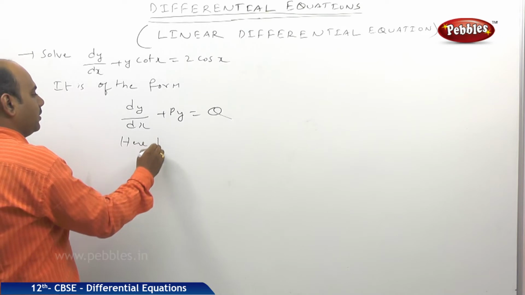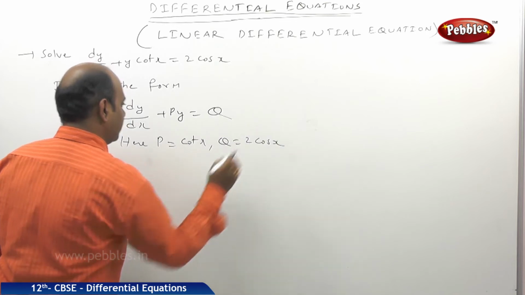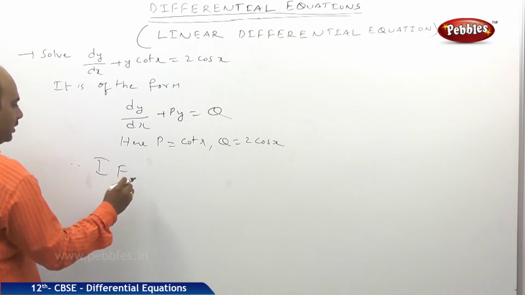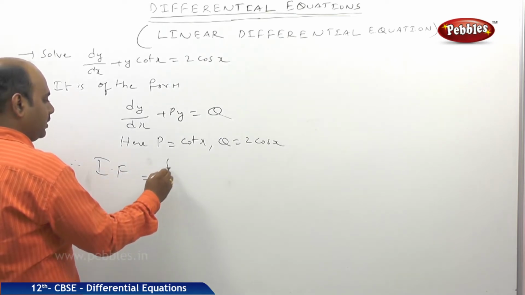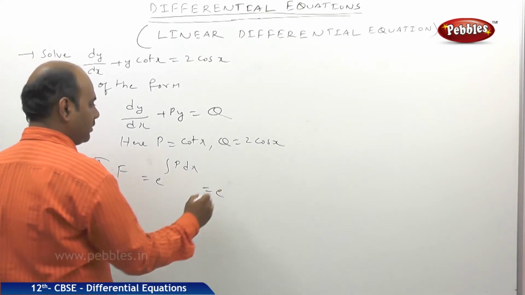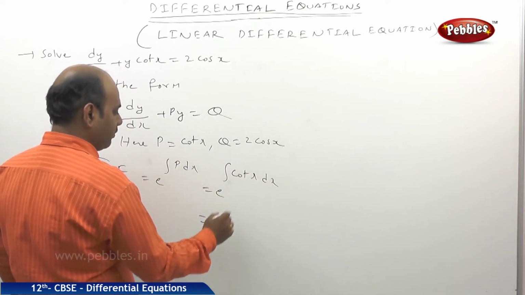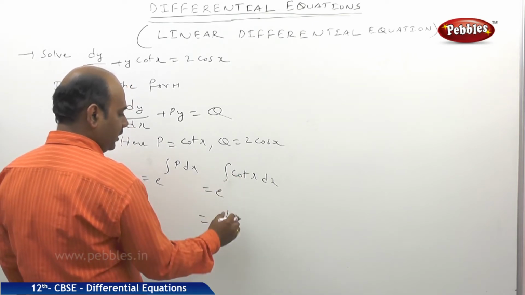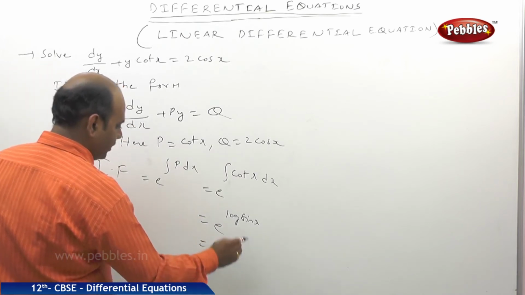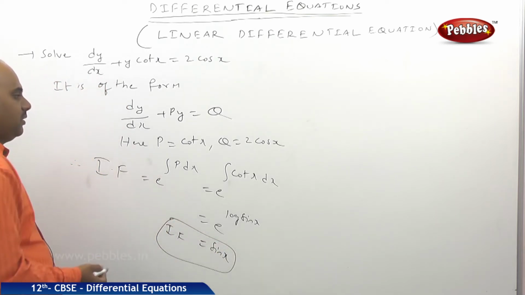So here p is equal to cot x and q is equal to 2 cos x. As it is of the linear form, we need to find the integrating factor. Integrating factor means e power integral of p dx. So e power integral of cot x dx means e power log sin x. e power log sin x means sin x only. Therefore, the integrating factor is nothing but sin x.